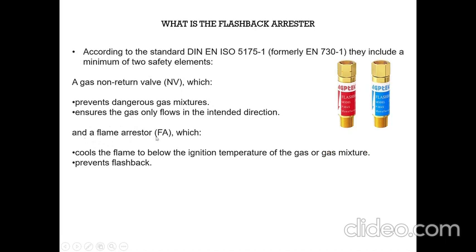And a flame arrestor, FA, which cools the flame to below the ignition temperature of the gas or gas mixture and prevents flashback. So the FA, the flashback arrestor, is used to cool the flame below the ignition temperature and prevent flashbacks.